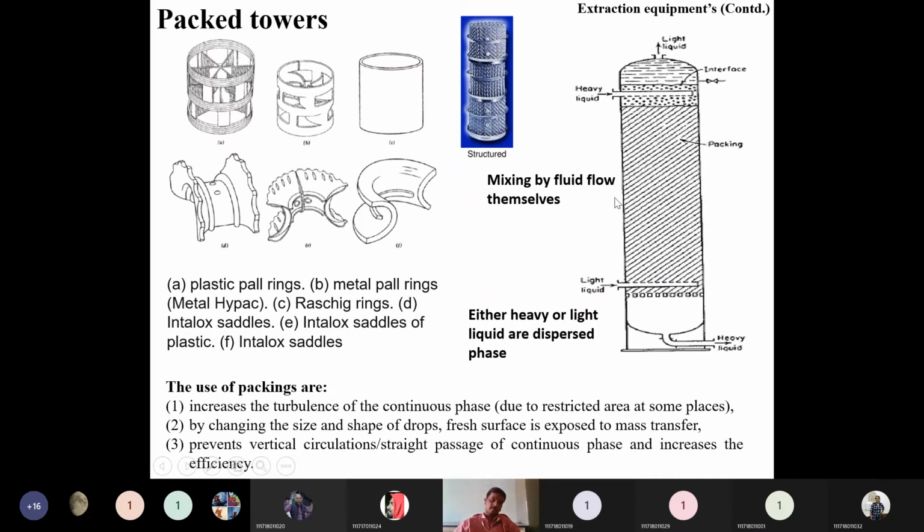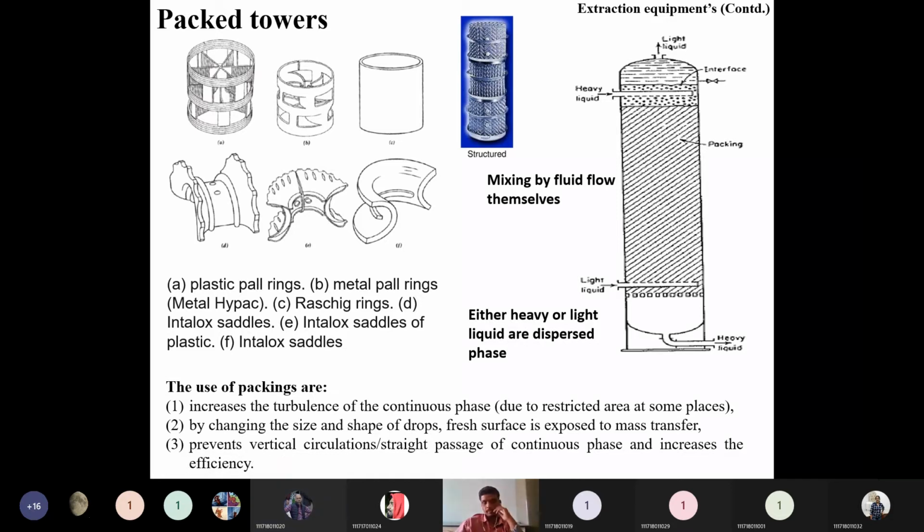So that's the packed tower. This type of packed tower will play a major role in absorption operation, which you will learn in the unit Mass Transfer 2. So this is about the packed tower. Is that okay? Any doubts?